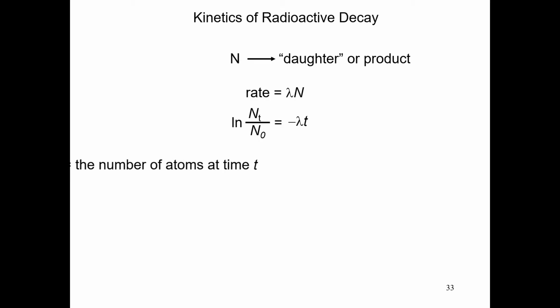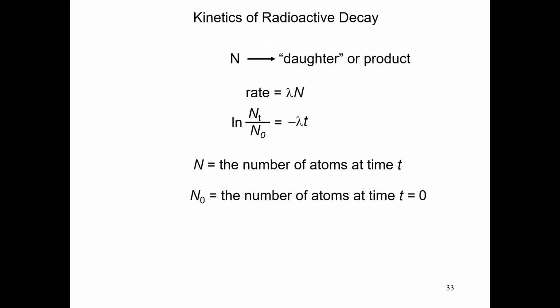Now what are these things? Well, N would be the number of atoms at a certain time t, and we say the number of atoms would mean the number of radioactive nuclides still left at that time t. And then N sub 0 would be the number of atoms, in this case, of course, radioactive nuclides at the starting time, t equals 0. Lambda is called the decay constant. It is parallel to what we call k, the rate constant in chemical reactions.